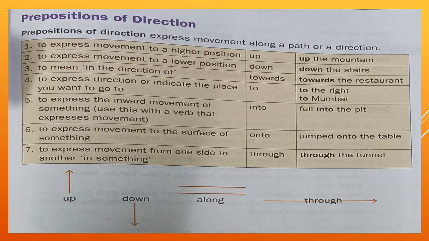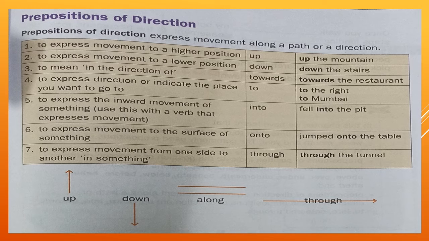Like we will say up the mountain. Mountain के ऊपर है, right? So here we will use up as a preposition. Second one, to express movement to a lower position, जहाँ पे we will use down, like down the stairs. So here we will use the preposition down.